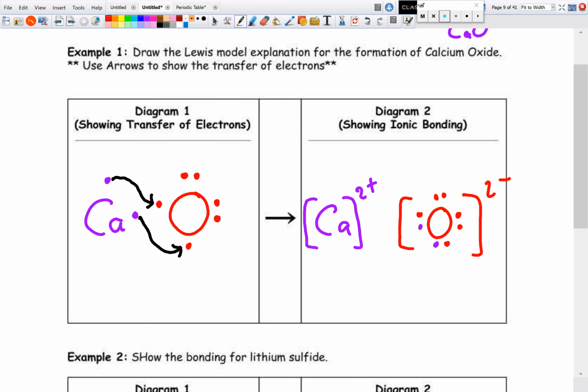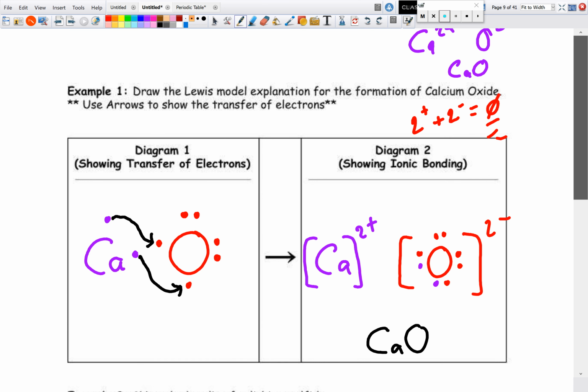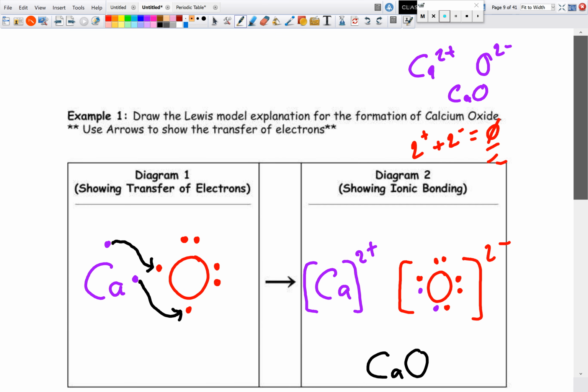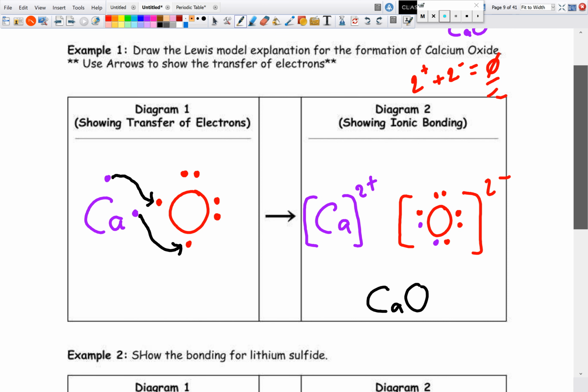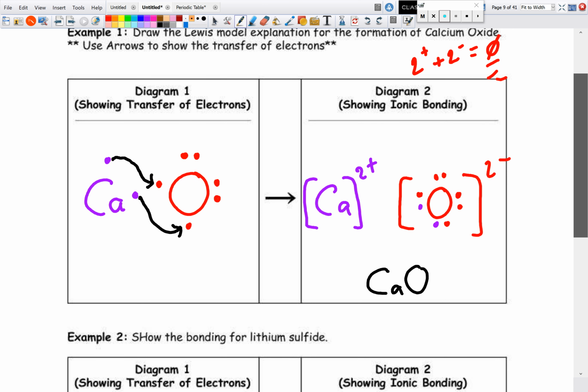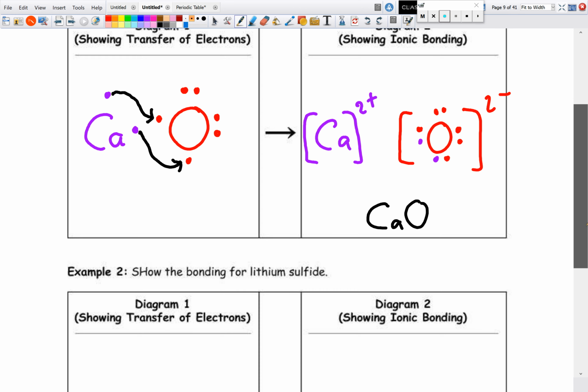So notice, if we did out the math, you don't need to show this, but everything needs to be neutral. If we did 2 positive plus 2 negative, we have 0. It is neutral. And notice how we have 1 calcium and 1 oxygen, so the chemical formula CaO. That is why the drop-in swap works when you need to get lowest common multiples. Now, not all of them are going to work out like this. Sometimes we'll need to add more. So, let's look at the next one.